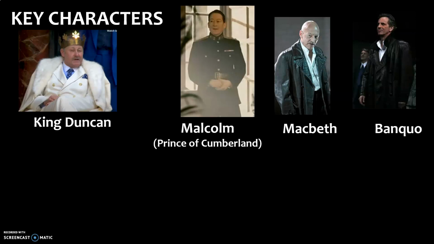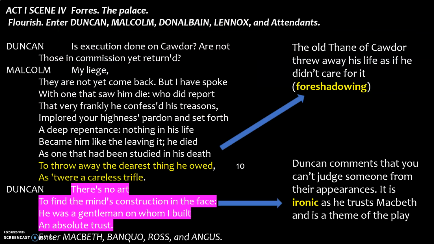The key characters who feature in this scene include King Duncan. Malcolm is the king's oldest son, and he is referred to as the Prince of Cumberland here. Again, another part of Scotland, Cumberland. And then you've also got Macbeth and Banquo featuring in this scene as well. So let's run through it then.